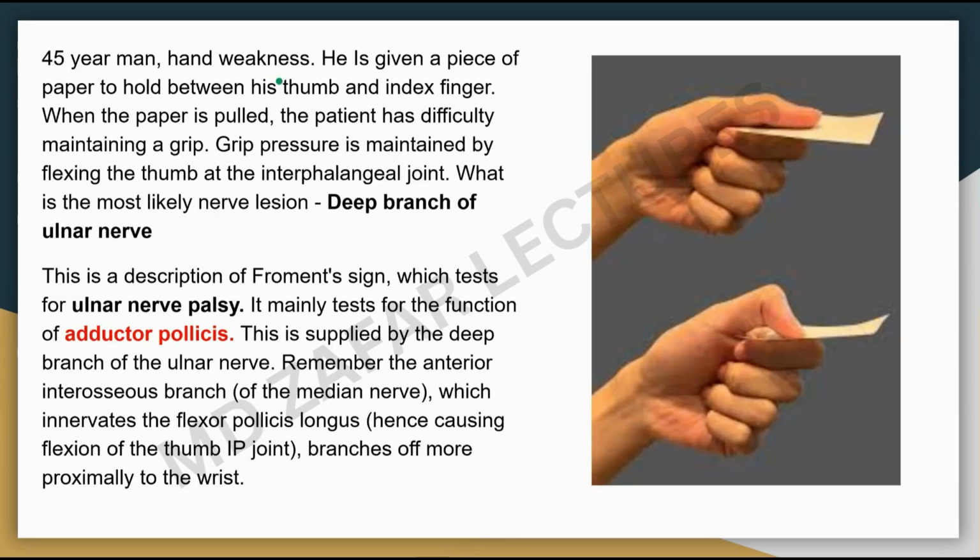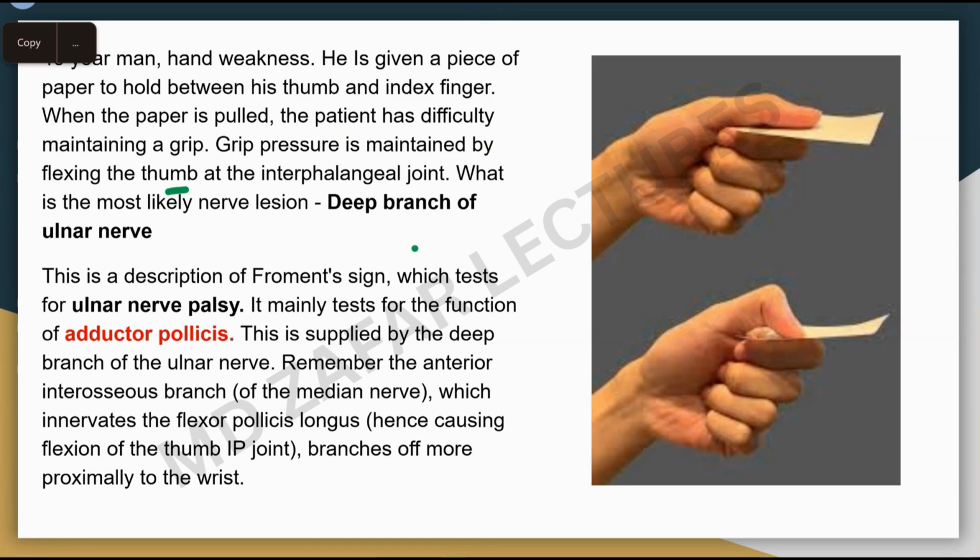So next up we have a 45-year-old man who had weakness of the hand. He's been given a piece of paper to hold between the thumb and index finger like this. When the paper was pulled, the patient had difficulty maintaining the grip of the paper. Now grip pressure is maintained by the flexion of the thumb at the IP joint. Now which nerve is most likely to be injured? This statement's part is a bit confusing, but regarding the rest you have to understand the concept.